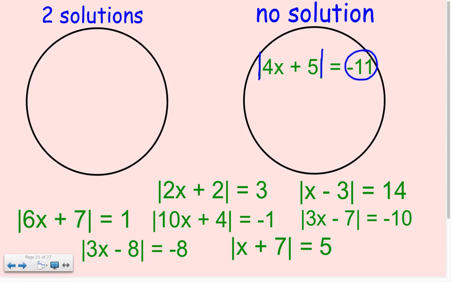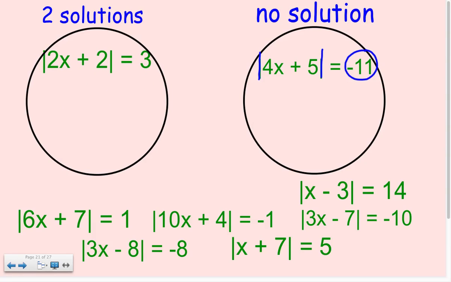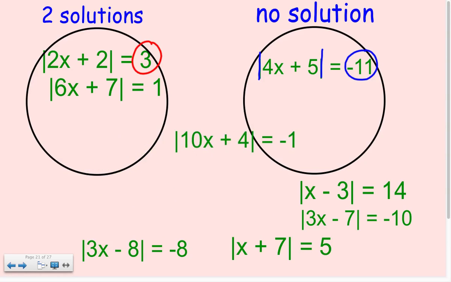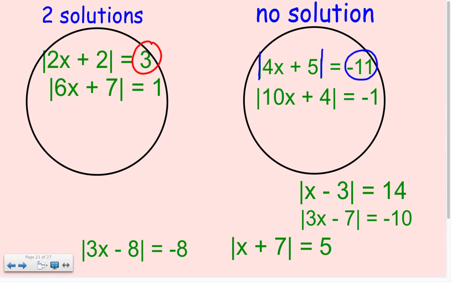It cannot be negative. So there is nothing that I can take the absolute value of and get a negative number. If my answer in this case, which is 3, is positive, that is okay. We can have an absolute value that ends up in positive 3. So with all the positive solutions, I'm going to bring them over to the 2 solution circle. And if I have a negative answer, I'm going to bring it over to the no solution circle.